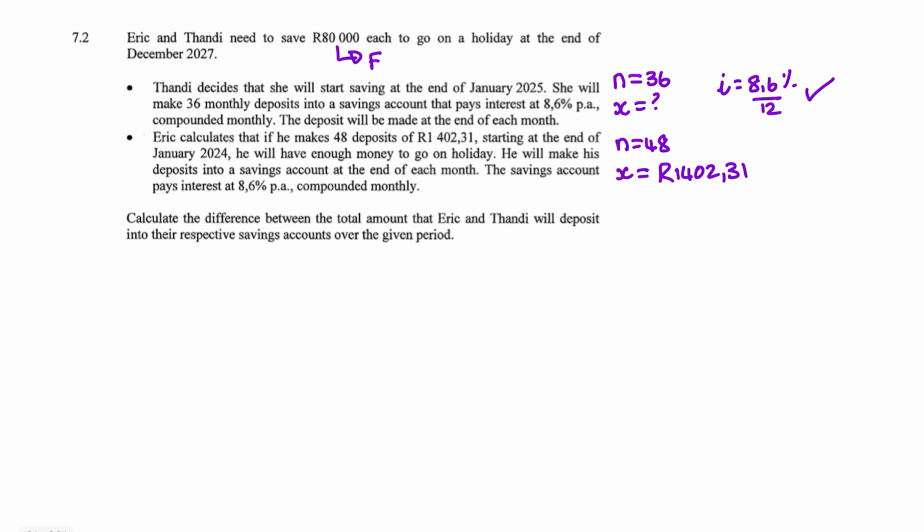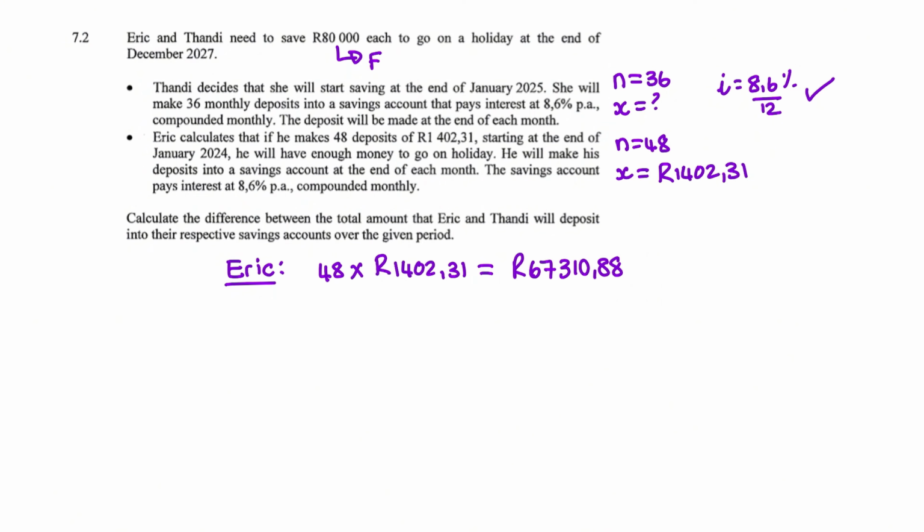Now, to find the total amount that Eric has put into the savings account, we can take his monthly payment times 48. So let's call that Eric, and his total is 48 times 1,402 Rand. So Eric pays 67,310 Rand and 88 cents into his savings account.